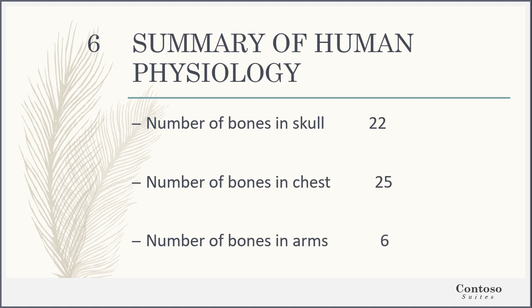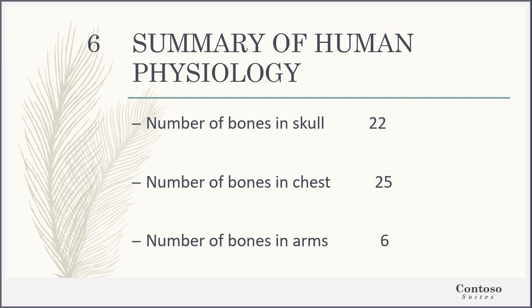Similar is the case of the skull. There are some very large bones in the skull and there are some small bones in the skull, but they are not in the form of rods; there are some slightly flat and also thin bones, which are about 22. Then the number of bones in the chest is 25. The number of bones in the arm is 6.